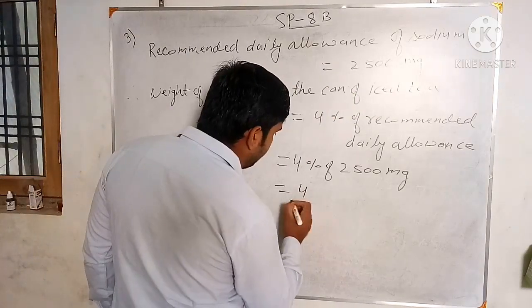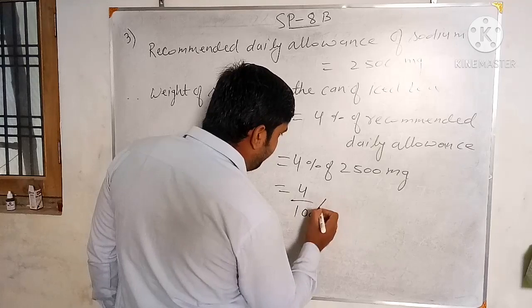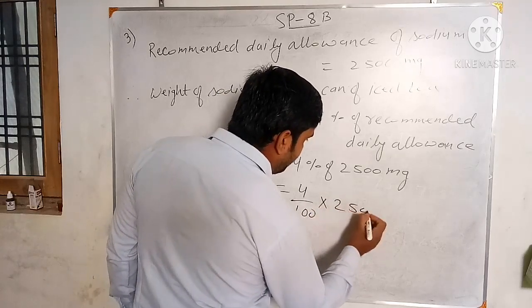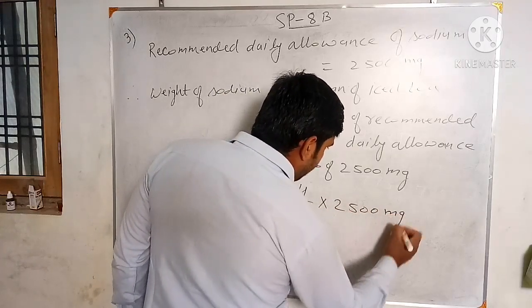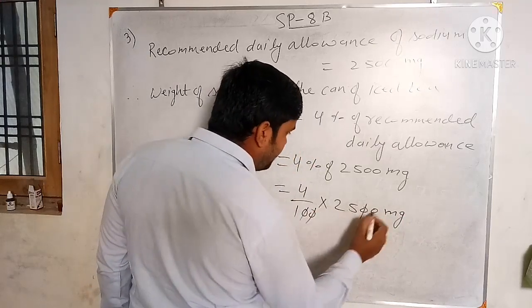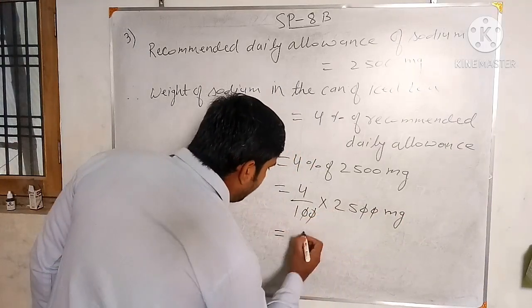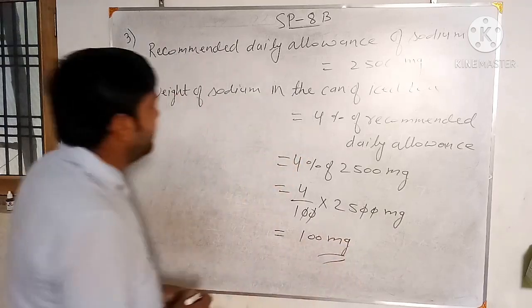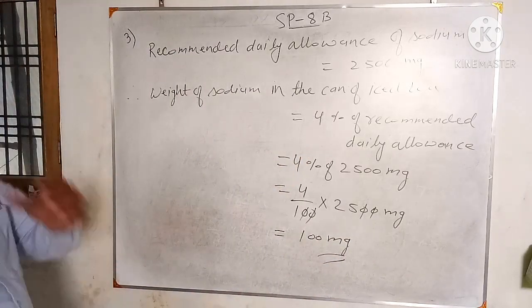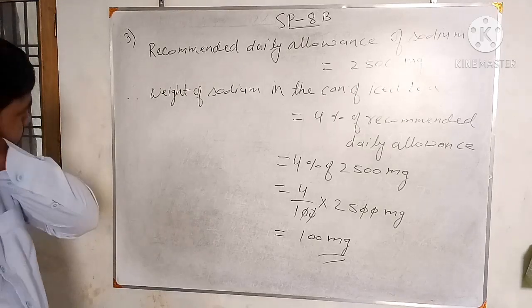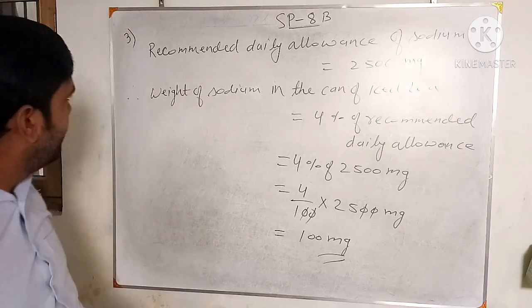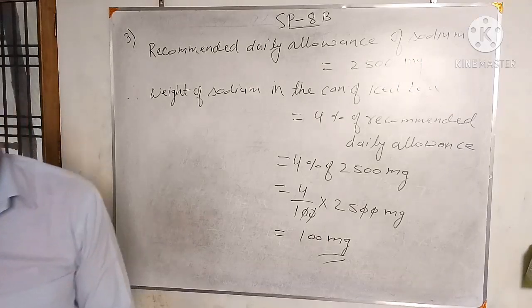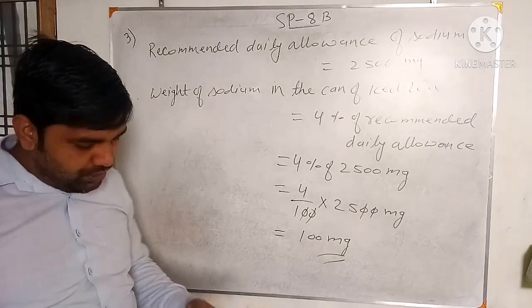So 4% means 4 by 100, of means multiply 2500 milligram. Now see, 100 is cancelled with this, so 4 into 25 gives you 100 milligram. So the answer is that the can of iced tea contains 100 milligram of sodium. Okay, now I move to the next question. Similarly, you can do question number 4.